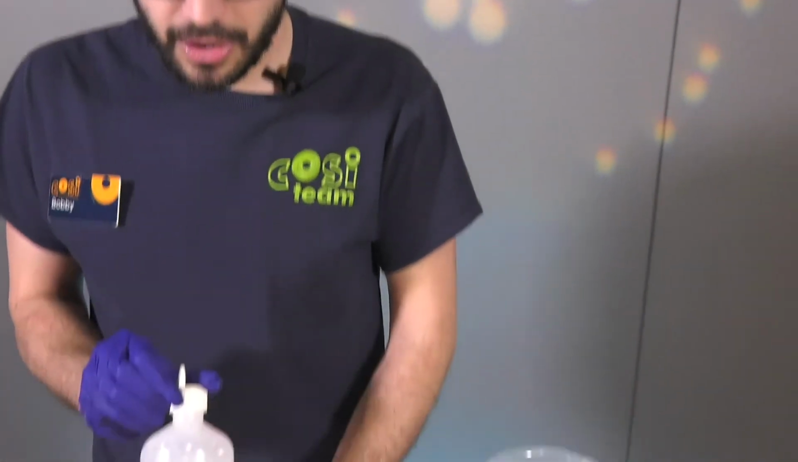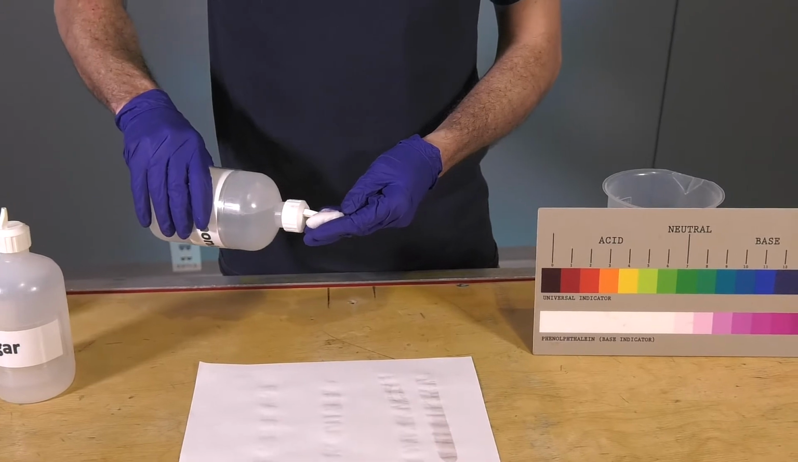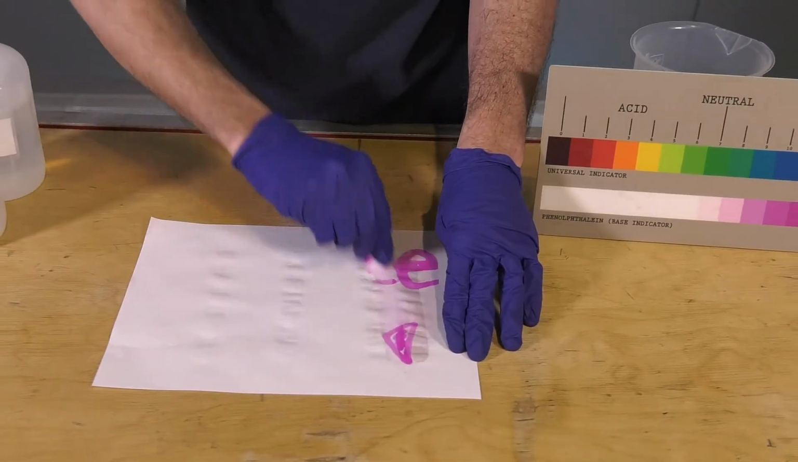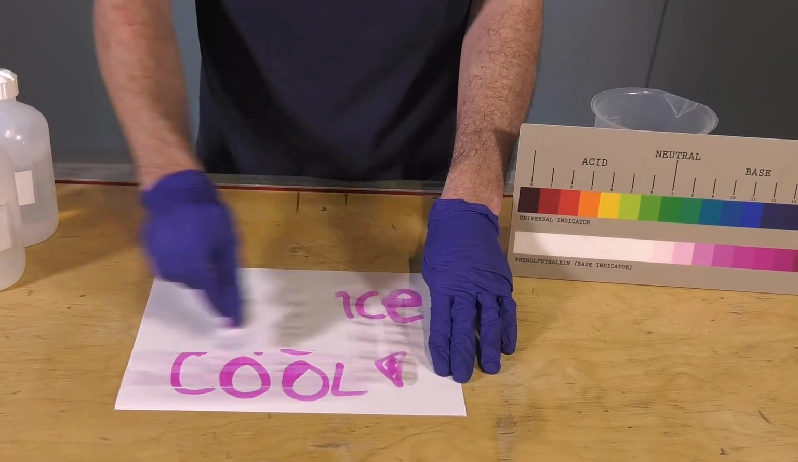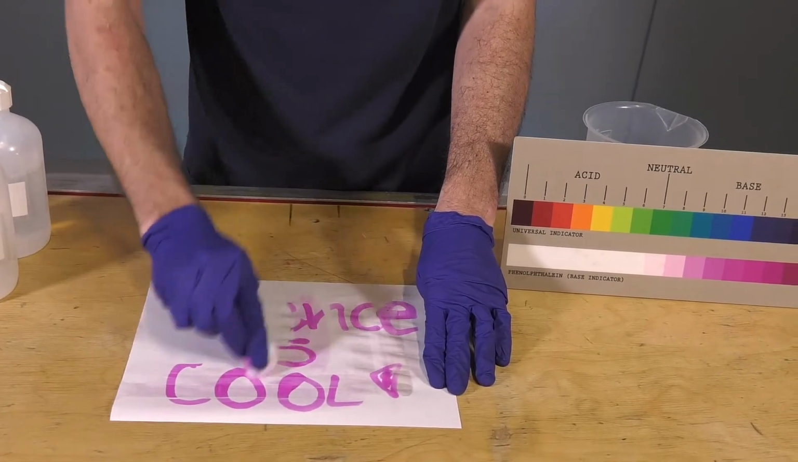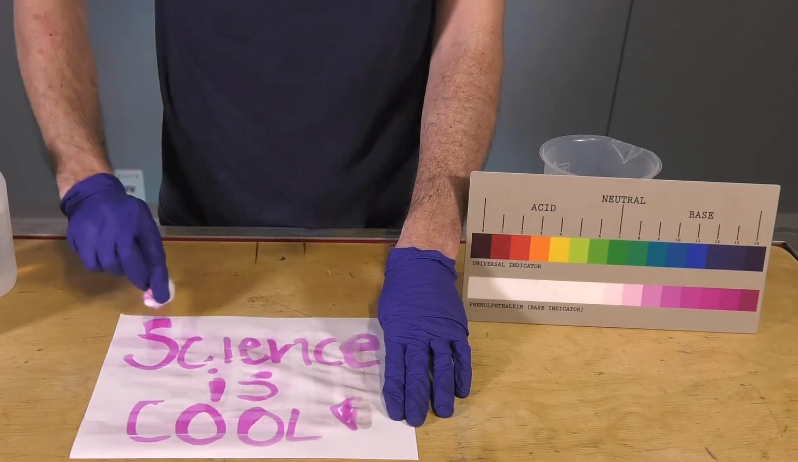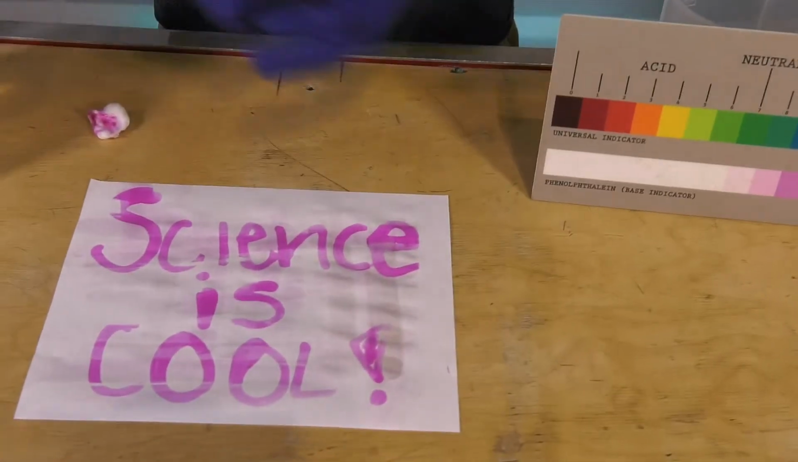So instead, this time we're going to use something called ammonia. And you guys might be familiar, this is a household cleaner. So if I add some ammonia to our cotton ball, and I take this on the page, we can see that that phenolphthalein comes back to the page, nice and vibrant, and we can see our secret message that we wrote out for you guys: science is cool.